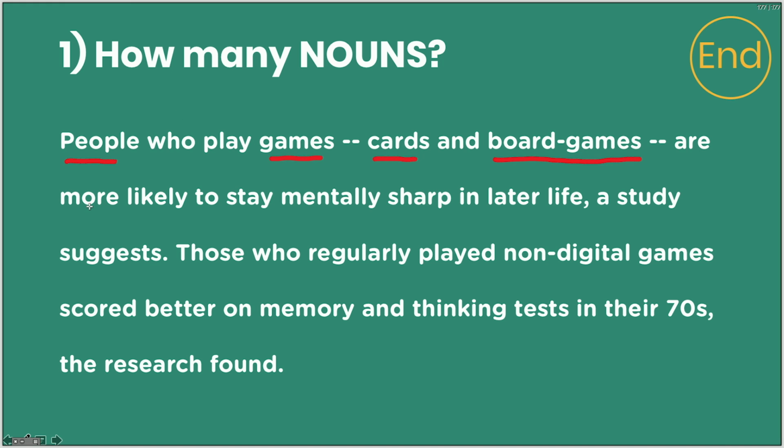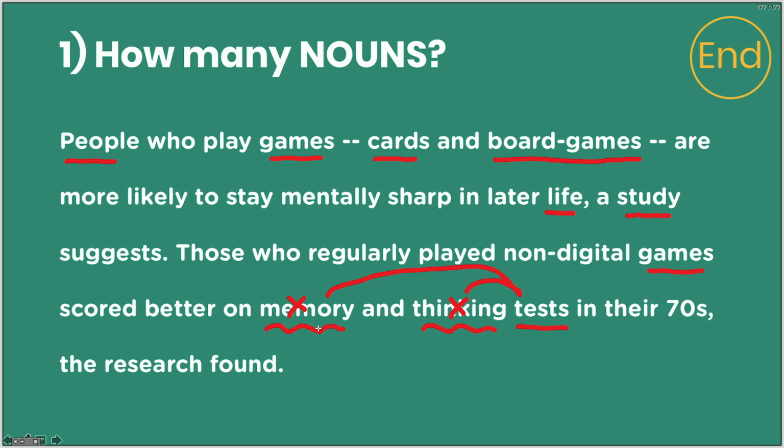What other things are there more likely to stay mentally sharp in later? Life is a noun. Study is a noun. Those who regularly played non-digital games, of course, we saw that before. That's a noun. Scored better on, here we go. This is interesting. We have memory. Now let's put a wiggly line here, and thinking, let's put a wiggly line here, because in fact, this is a noun, tests, but thinking and memory are actually functioning as adjectives for this noun tests here. So they do not count just according to the context.